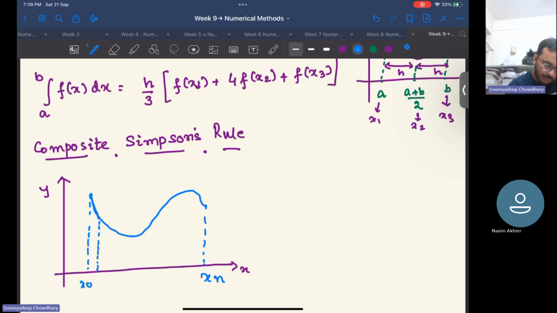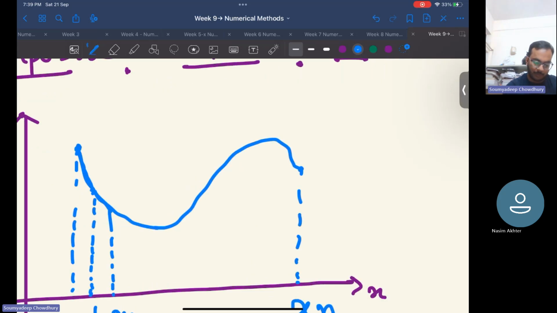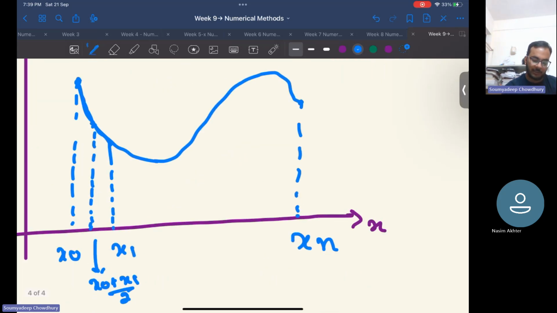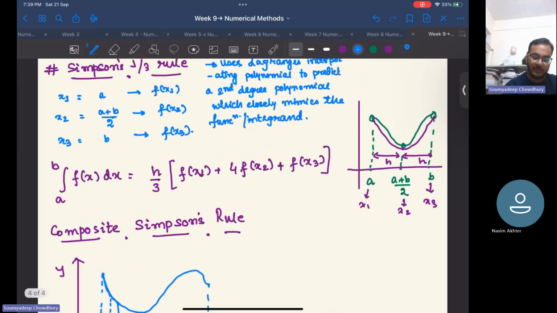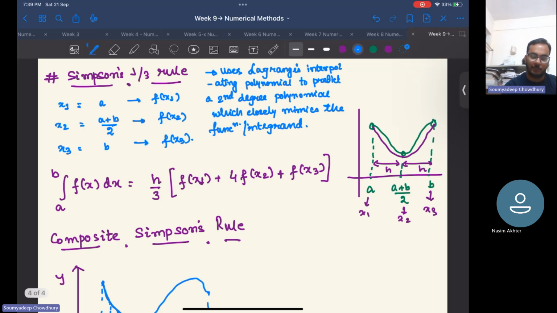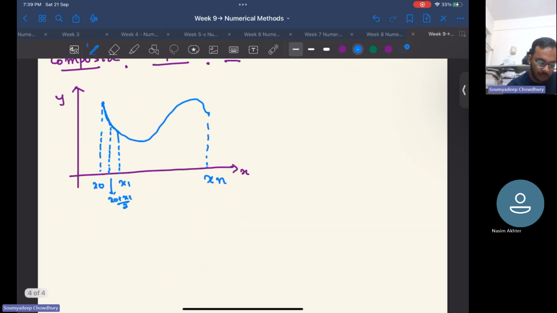So you have a subinterval here. Suppose this is my subinterval. This is my x1. This is my x naught plus x1 by 2. So this set of x naught, x1 by 2 and x1 is the same as this one, this a, b and a plus b by 2. So this is actually one unit.